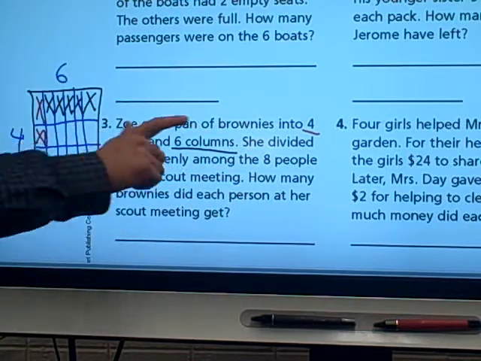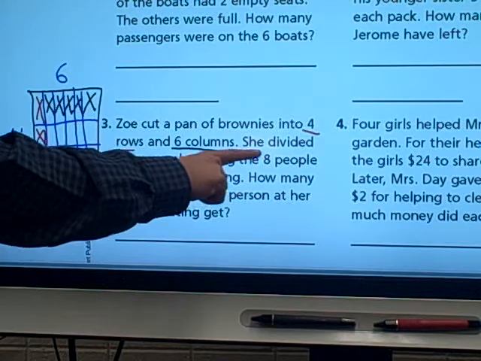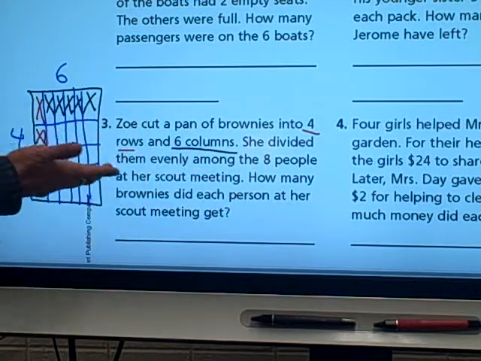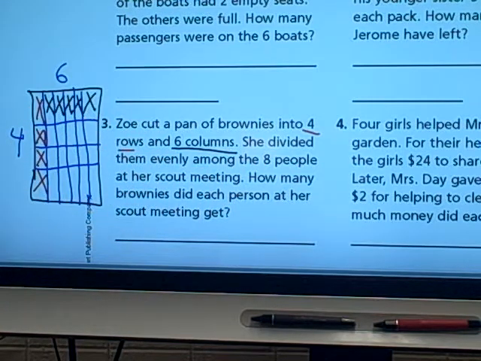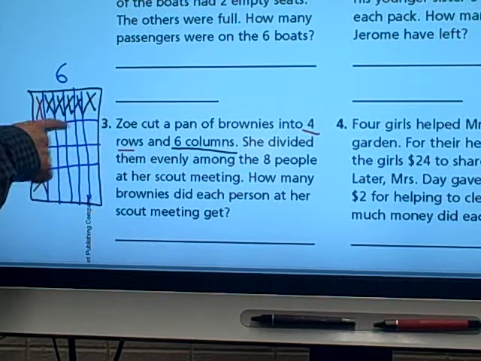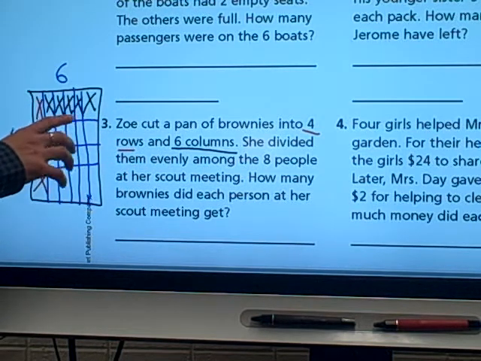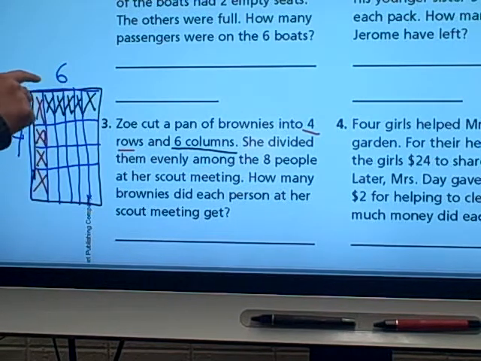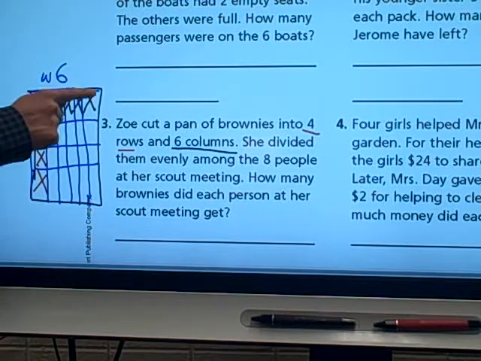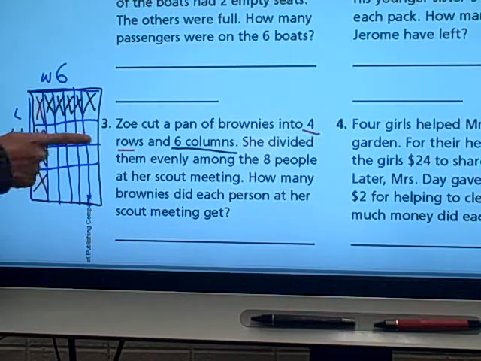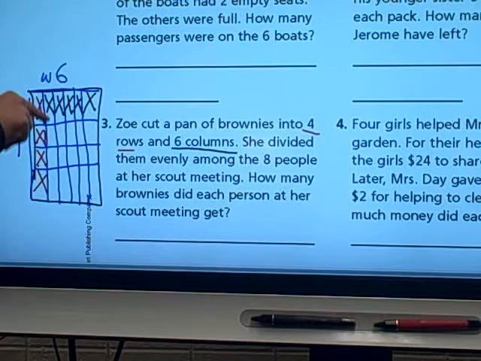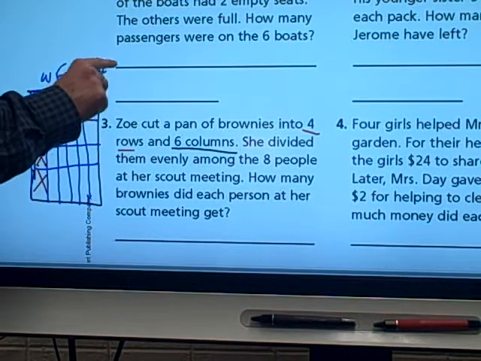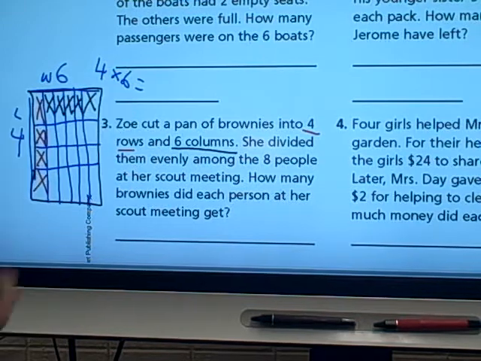That must be step 1. Now, she divided them evenly among 8 people. Well, first of all, I need to know how many brownies there are altogether. If this is a pan with 4 rows and 6 columns, I've got to figure out how many brownies there are altogether. Oh, that's right. When you're finding area, you do length times width. 4 plus 4 plus 4 plus 6 plus 6 plus 6 plus 6, or 4 plus 4 plus 4 plus 4 plus 4 plus 4. Or a fast way of doing it is 4 times 6.